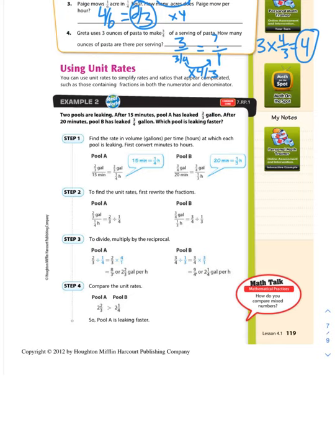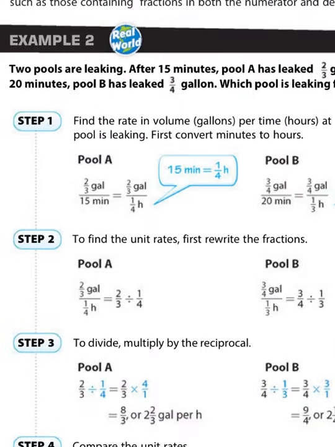All right, next example. 2 pools are leaking. After 15 minutes, pool A has leaked 2/3 gallon. After 20 minutes, pool B has leaked 3/4 of a gallon. Which pool is leaking faster? We need to find the rate per time at which each pool is leaking. So first, let's look at pool A. It's leaking 2/3 of a gallon in 15 minutes, which is also 2/3 gallon in 1/4 hour.